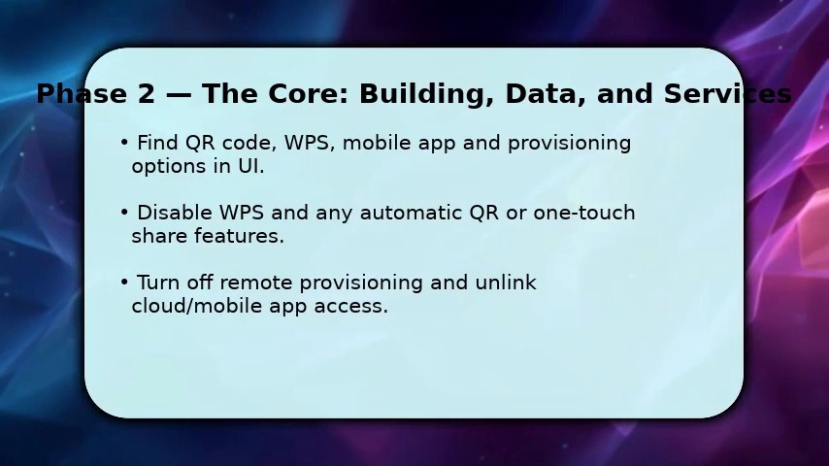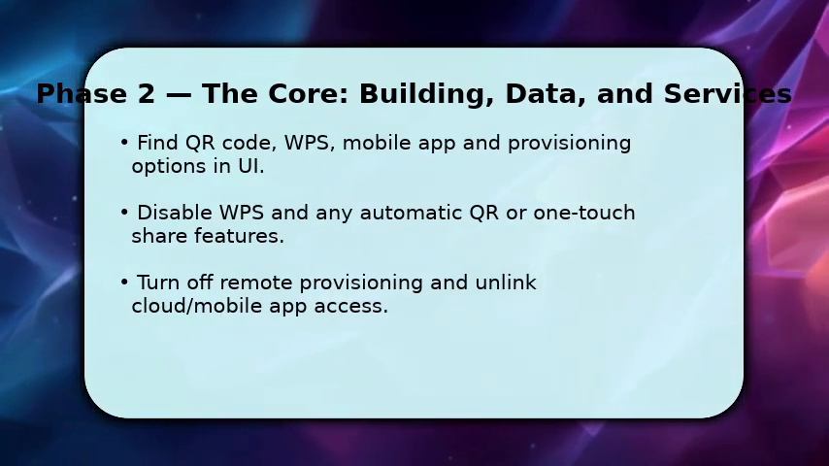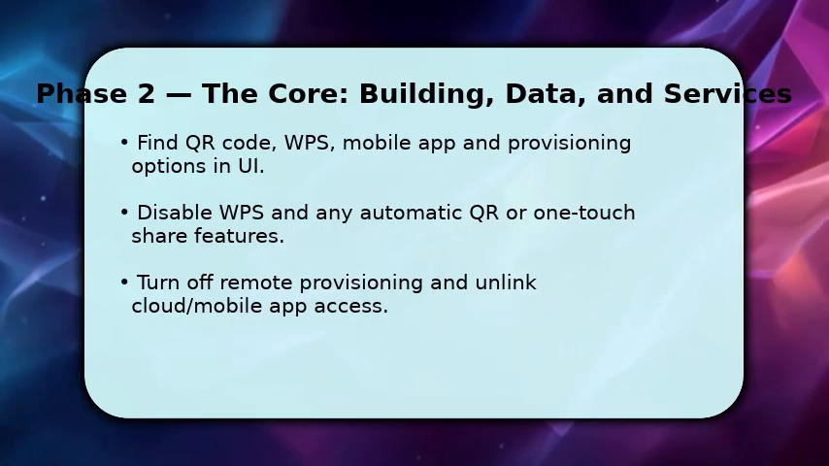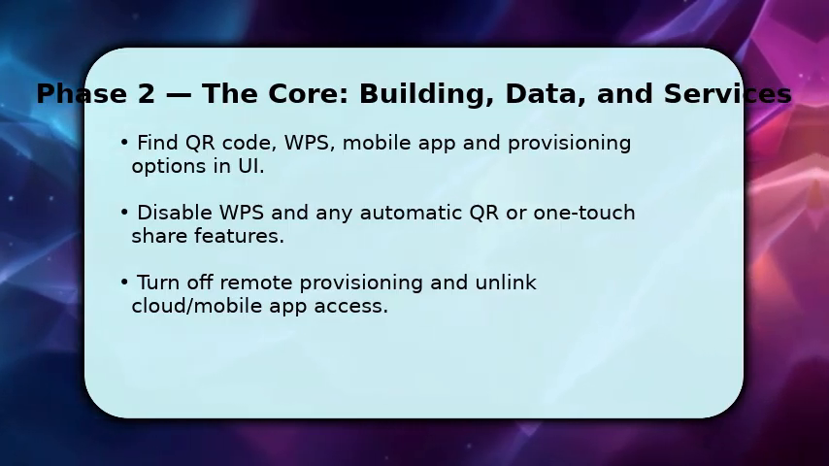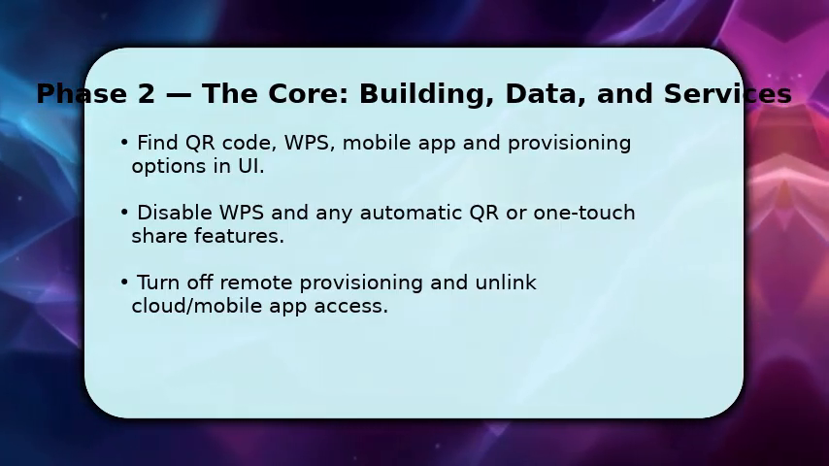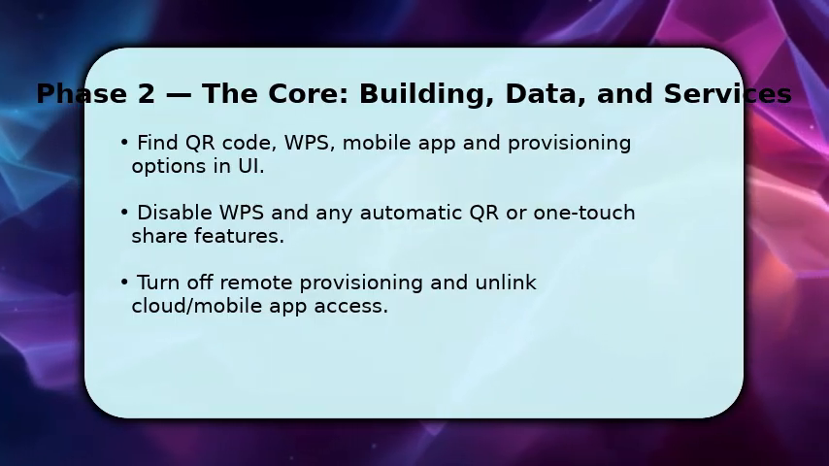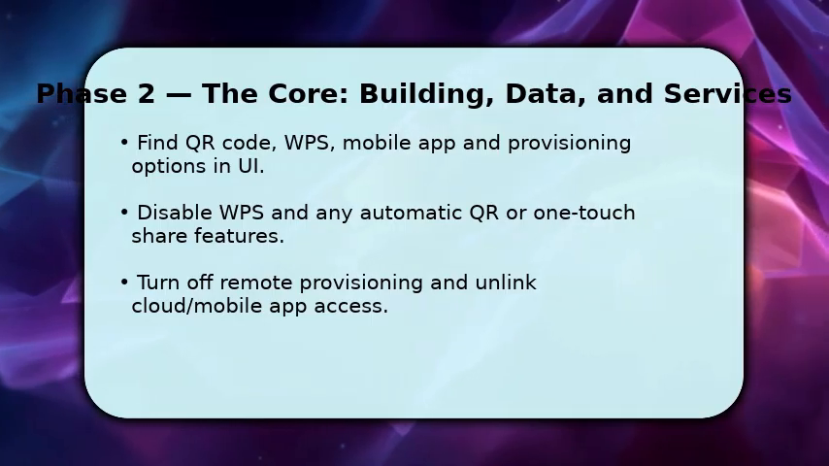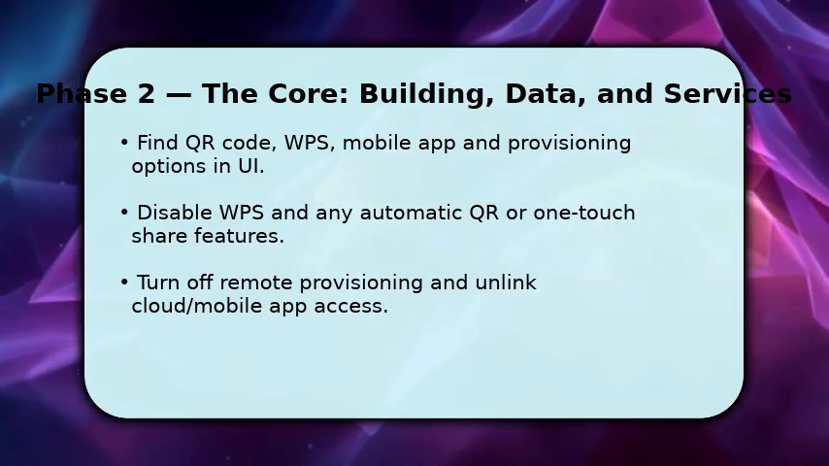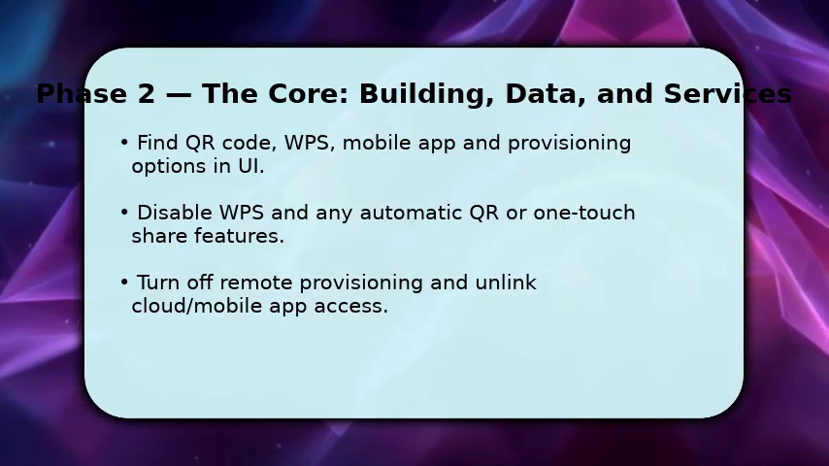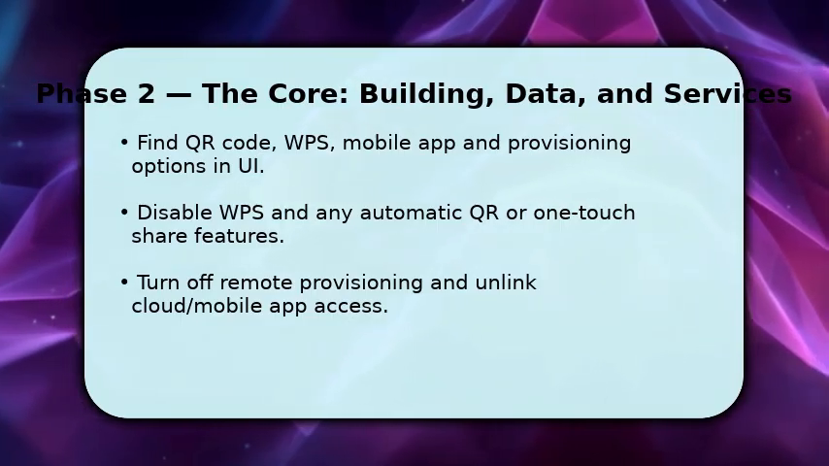Next, you disable the features that let a phone generate or read QR codes. In Advanced or Management menus, locate QR, WPS, and Mobile App Provisioning. Toggle each off. Disable WPS first, it's the most common backdoor. Then unlink or deauthorize any Converge mobile app access and remote provisioning so the router won't recreate shareable credentials.